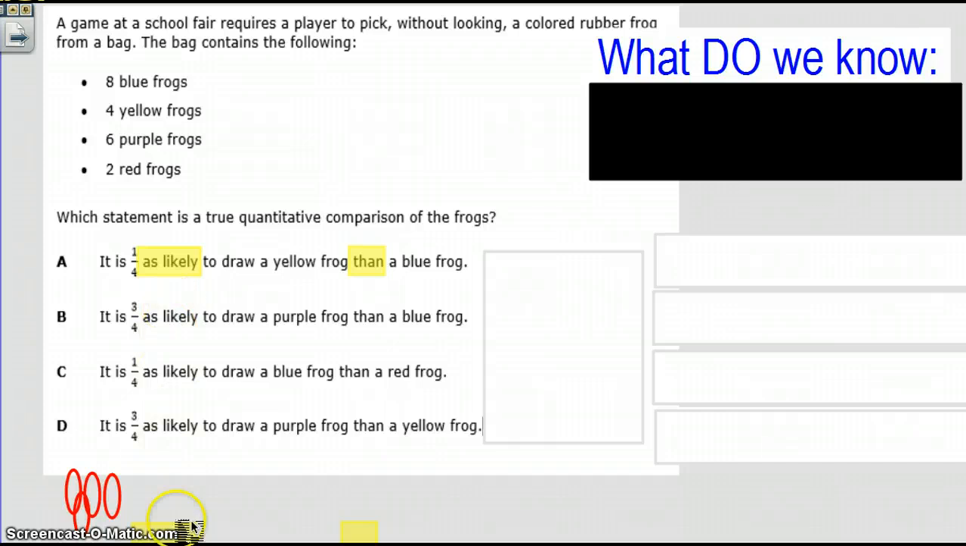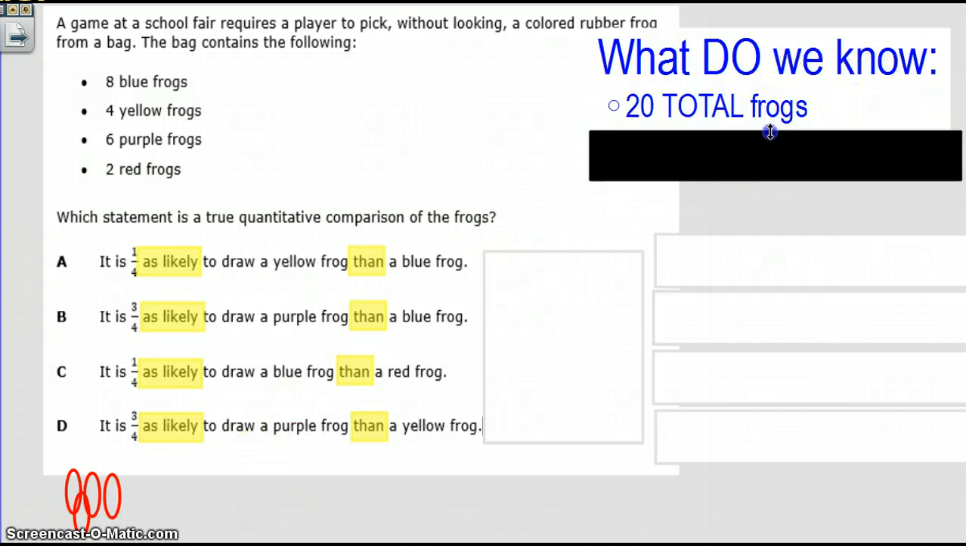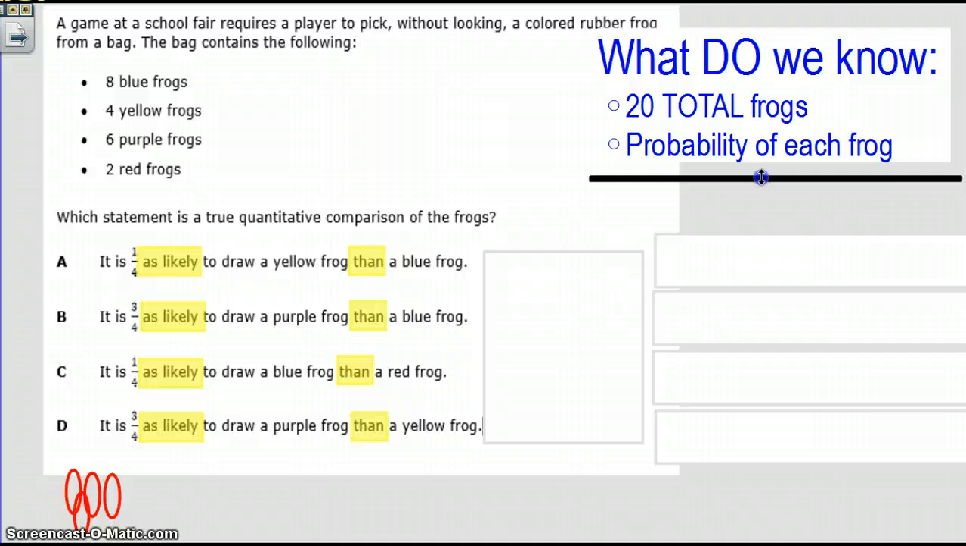Now as I scan over these, all of these are going to use the same terms: as likely and than. Okay, so let's see what we do know. You know a lot more than you think. There are a total of 20 frogs. Everyone should have figured that out to start with. If you didn't, start thinking about what you know. There's more that you know than you think. The probability of each frog.